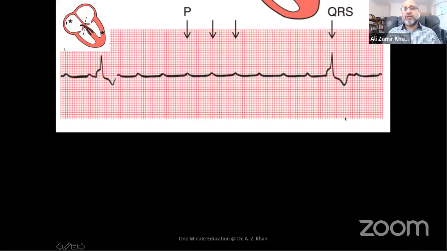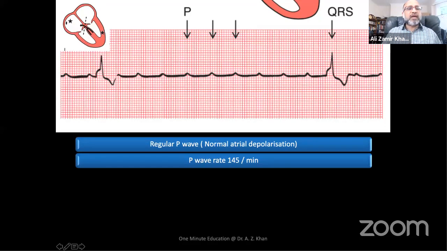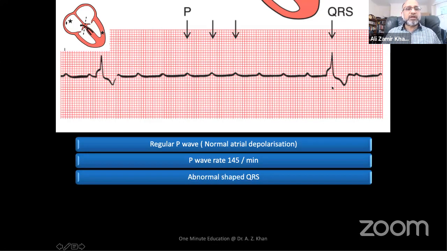So look at this one. I'll just analyze it for you. So P wave is there, okay? P wave is there, but nothing is happening. Only P waves are coming, yeah? The P wave rate, if you calculate on a 6-second strip, is 145 per minute. But the QRS is not coming, and when it is coming, it's very abnormal. Can you see that? Exceedingly abnormal.